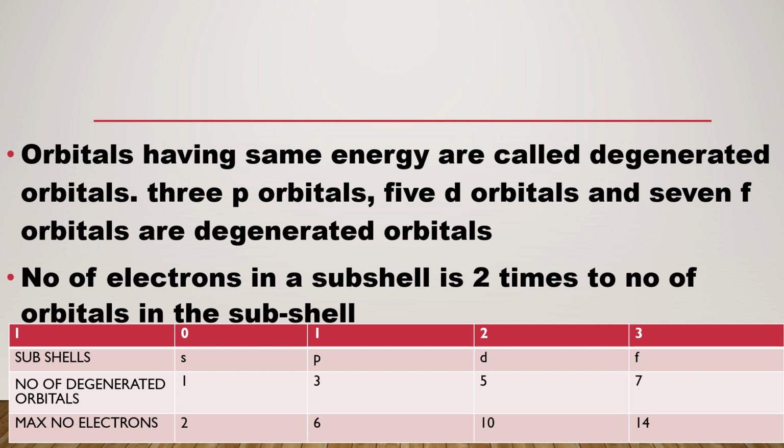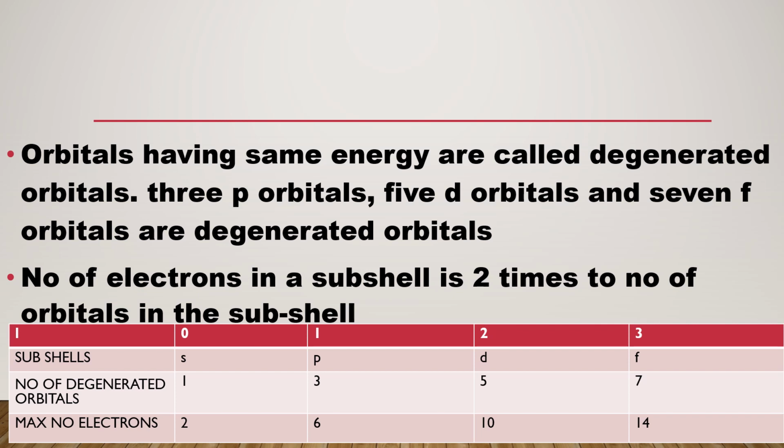Subshells or orbitals having the same energy are called degenerate subshells or degenerate orbitals. Three p orbitals, 5 d orbitals and 7 f orbitals are called degenerate orbitals. The number of electrons in a subshell is 2 times the number of orbitals in the subshell.